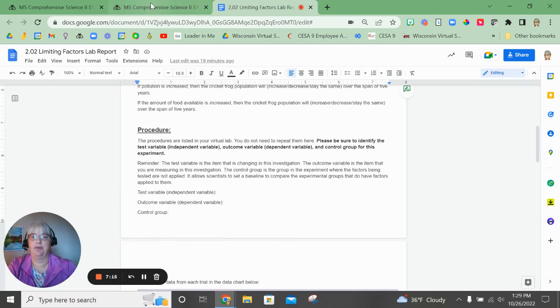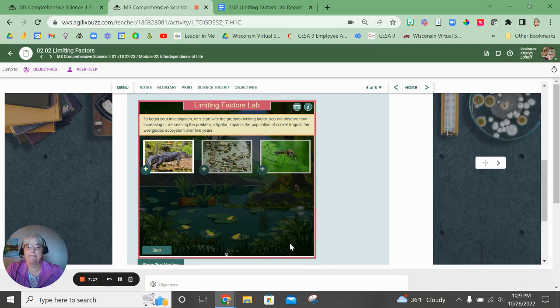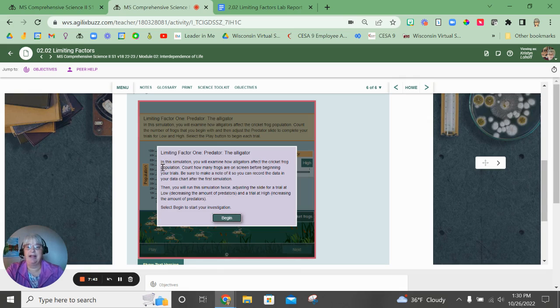Then we move on to the procedure. To begin your investigation, let's start with the predator limiting factor. You will observe how increasing or decreasing the predator, alligator, impacts the population of cricket frogs in the Everglade ecosystem over 5 years. So we are predicting, we're going to see what happens initially, and we're making predictions 5 years from now in this lab. So I'm going to go ahead and open this. The alligator in this simulation, you will examine how alligators affect the cricket frog population.